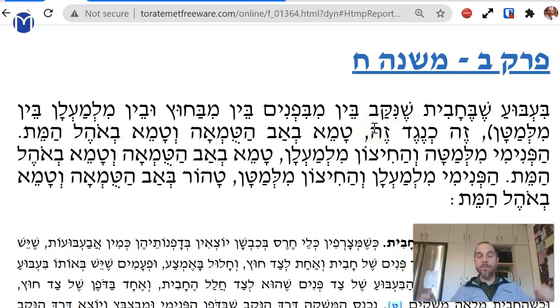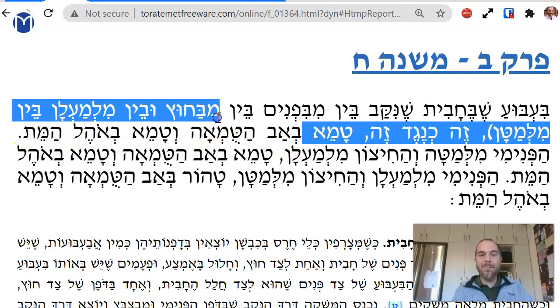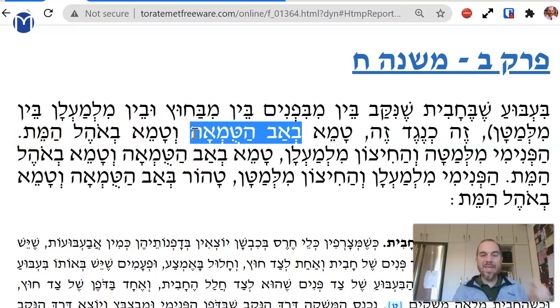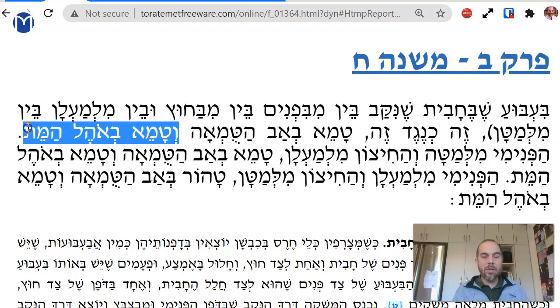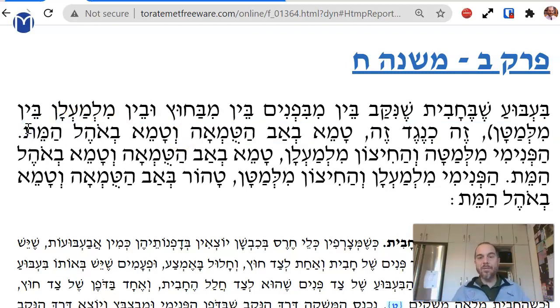If the holes in the bubble are parallel, one parallel to the other, tamei be'avatuma v'tamei be'oel hamet. Tamei be'avatuma means if an avatuma touches the liquid on the outside, it makes the whole thing tamei. And if this jug is in an oel hamet, the tumah can enter into the jug, and all the wine is tameh.